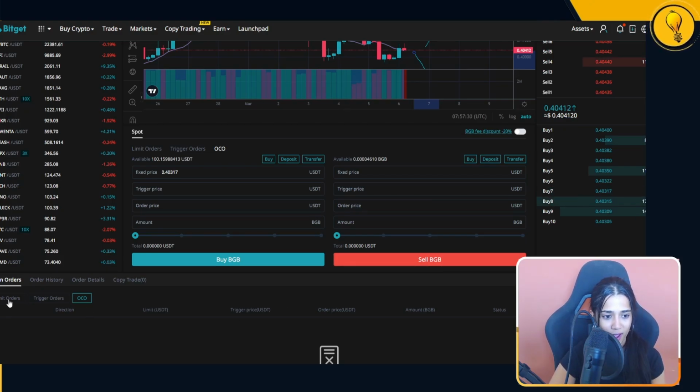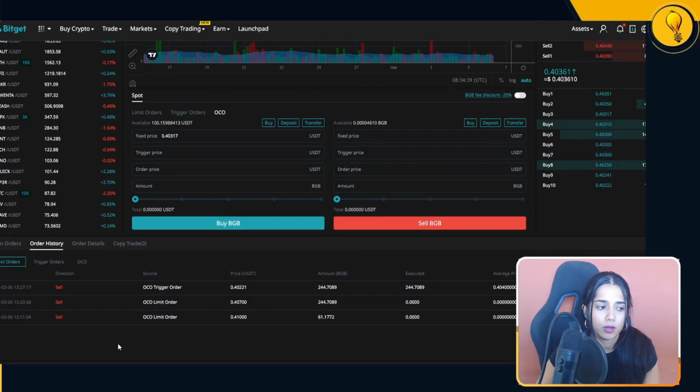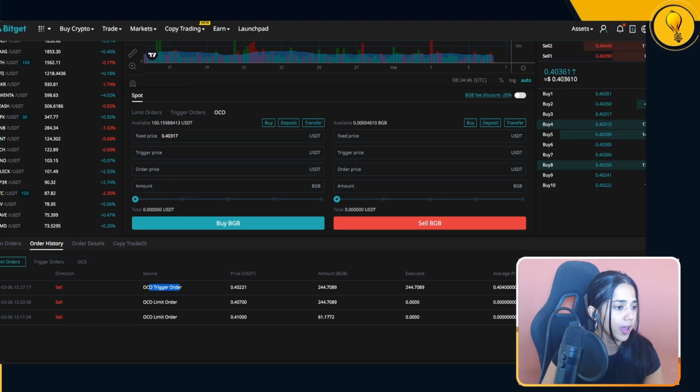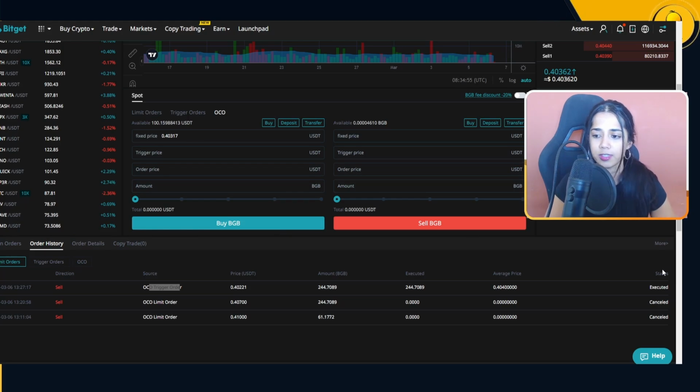Now, just to show you how that played out, I'm going to go over to my order history and here's the breakdown. If you look at the first row, guys, that was the OCO trigger order. That was the stop loss order that actually got executed. Can you see it? No, because my big bobble head is in the way. Let me fix that, and there we go. Perfect. You can see the status, which is the last column right here. So the first row, guys, that was the stop loss order. You'll see that that was the OCO trigger order. The price on that was 0.40221, remember, which was our stop loss.